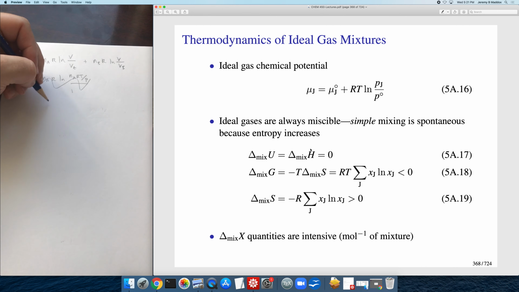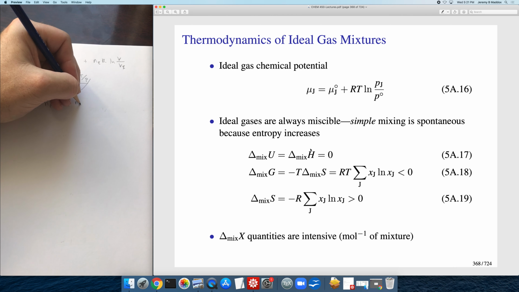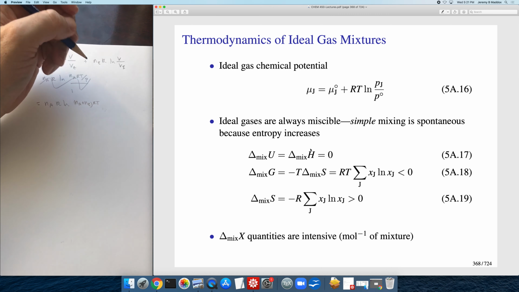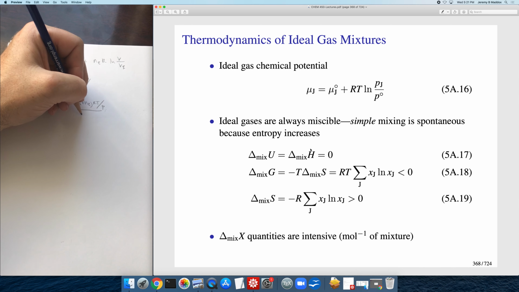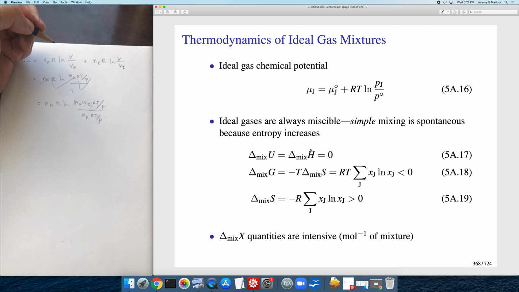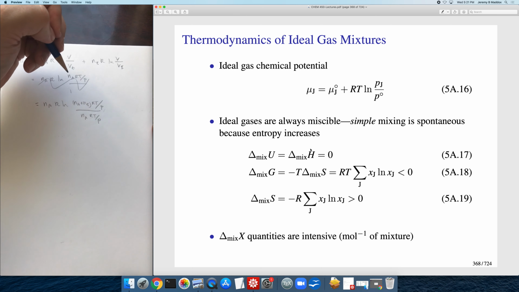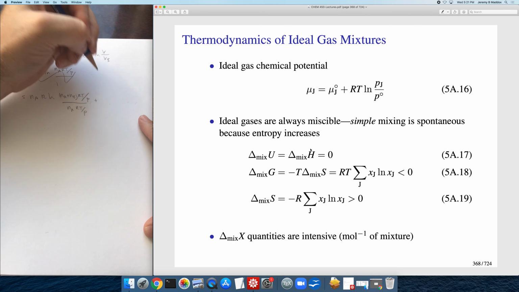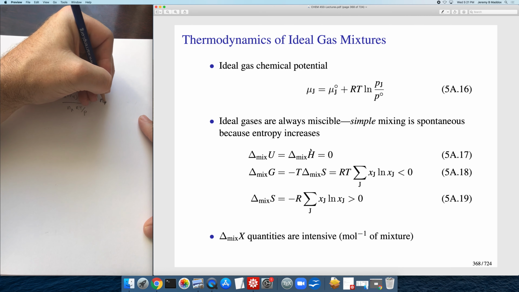Let me scratch that here. It's N_A R natural log. This would be N_A plus N_B RT over P. And then in the denominator, we have N_A RT over P. We'd have something similar for the second term. I'll just write that down.